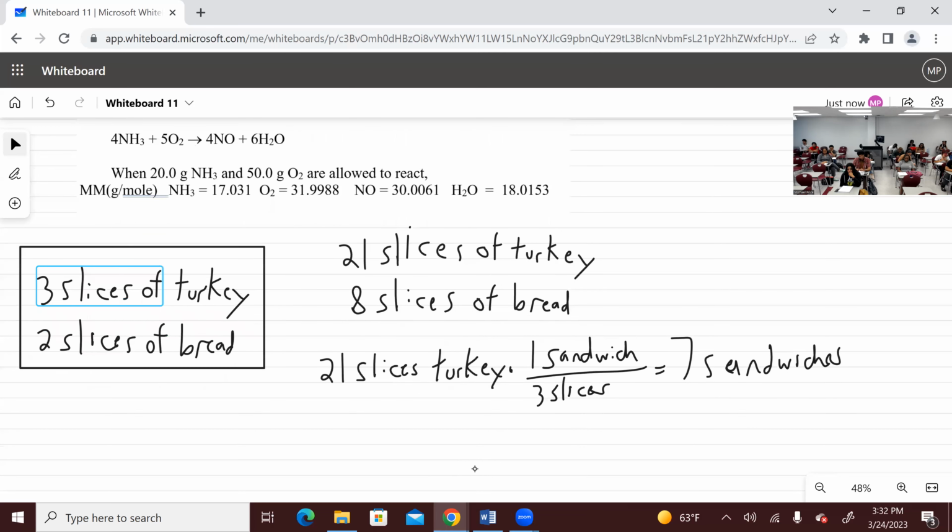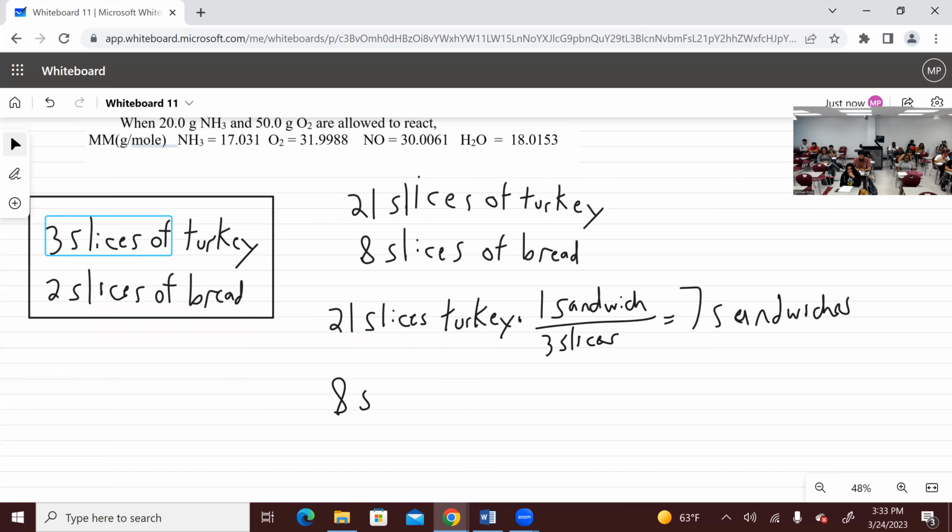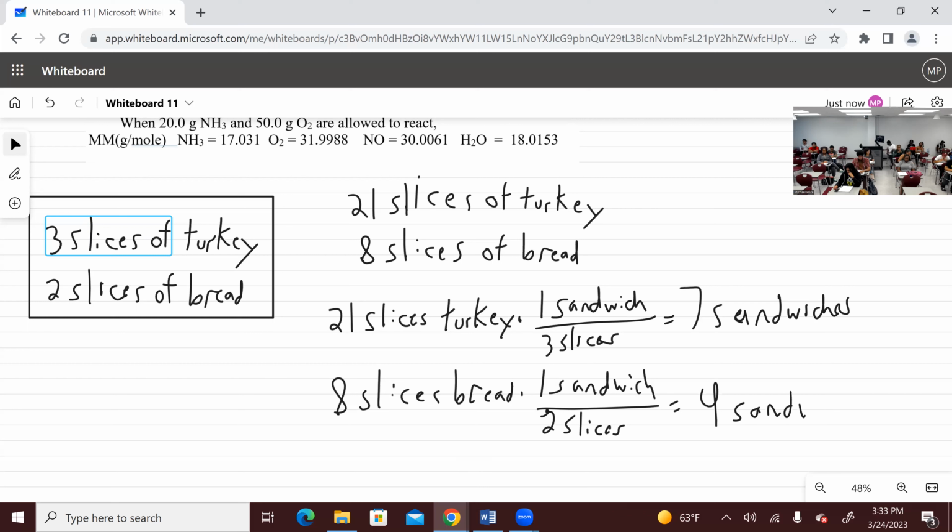Okay, then I'm going to do the same thing with the bread. I'm going to say 8 slices bread times 1 sandwich per 2 slices. That's going to give me what? 4 sandwiches. All right, so I figured out how many sandwiches I could get from the turkey and how many sandwiches I could get from the bread, and all I had to do was pick the smaller number. That's all I had to do. I'm going to make 4 sandwiches. I got it from the bread, of course, so the bread is the limiting reagent.